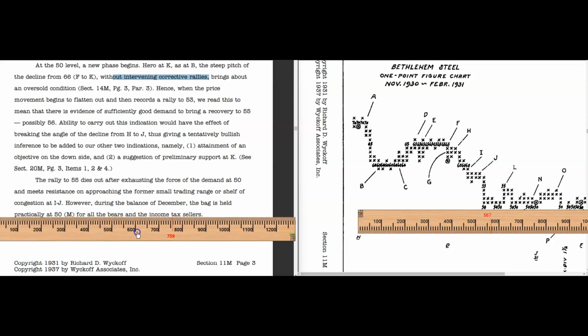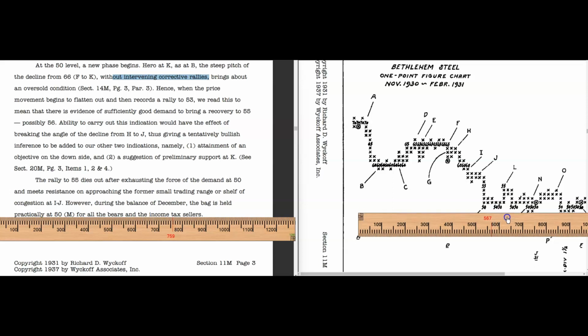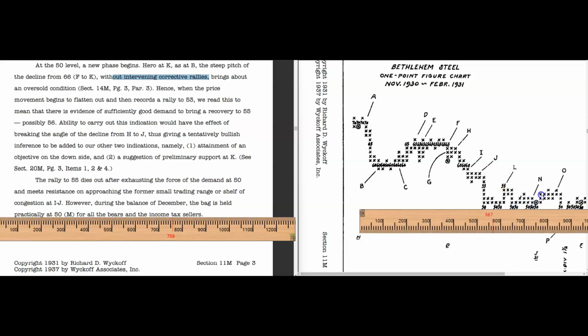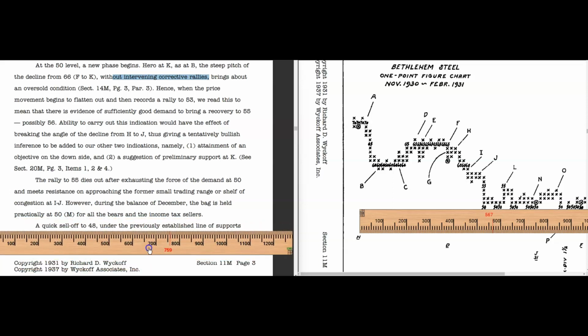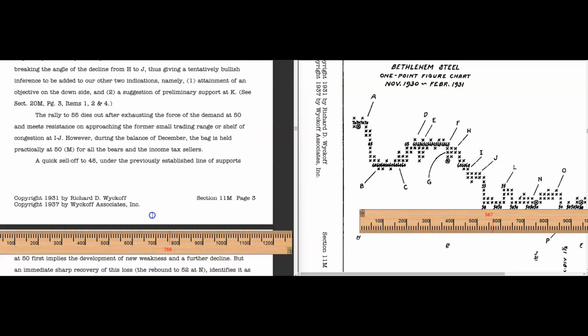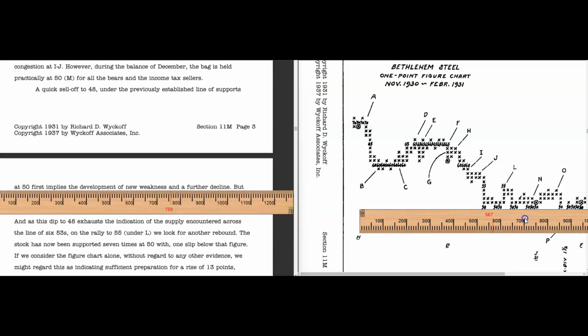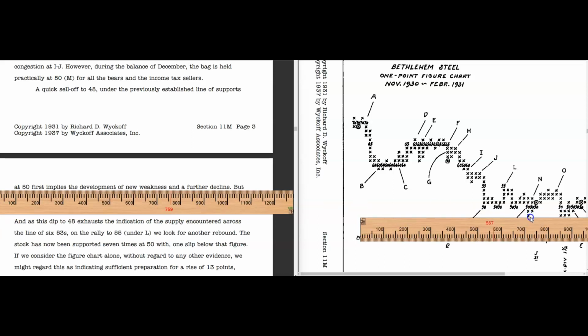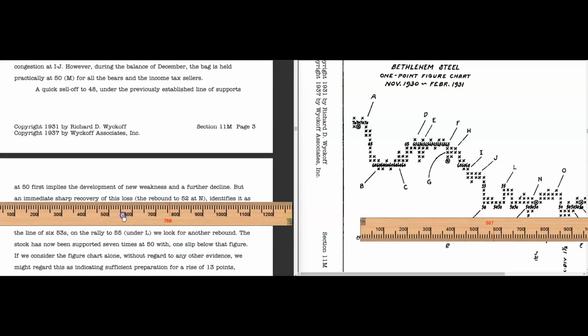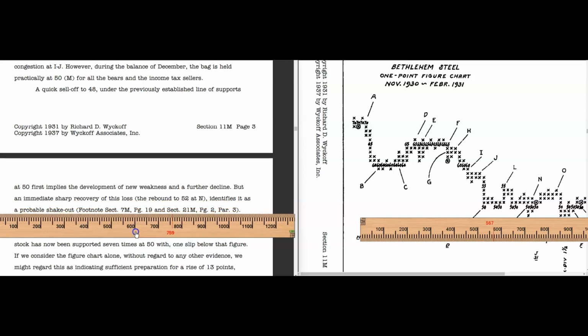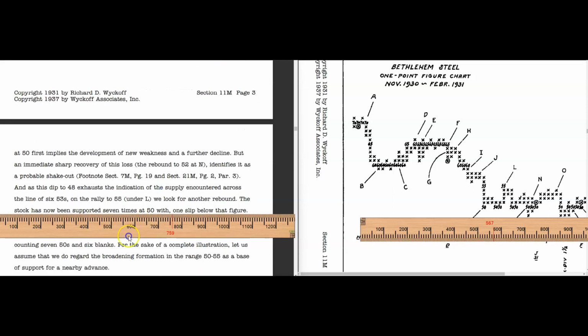However, during the balance of December, the bag is held practically at 50. After that, it keeps going to 50, keeps going to 50, for all the bears and the income tax sellers. A quick sell-off to 48 under previous established line of supports at 50 first implies the development of new weakness. So it goes down, boom, 48. That's its weakness. And a further decline, but an immediately sharp recovery of this loss identifies it as a possible shakeout, meaning it has no follow through. It breaks and immediately comes back in, very much like a spring.